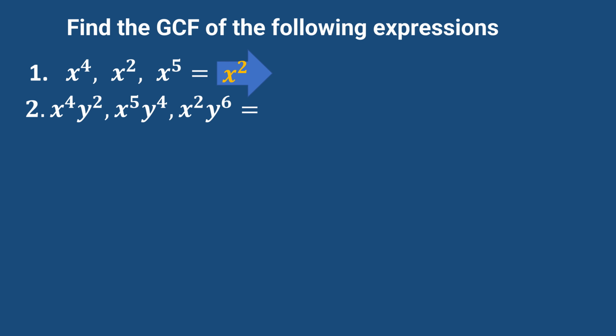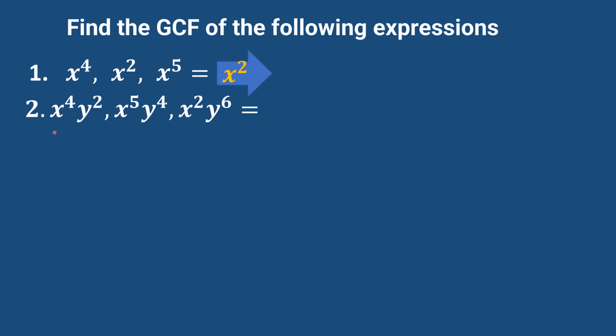So far, we have x to the 4 y squared, x to the 5 y to the 4, and x squared y to the power of 6. So far, we have more than one base, which is x and y, and xy on the third term. So far the x is common and the y is common. And we will not write the xy alone, but we need to see to it that, as we have done in number one, the expression with the least exponent is our GCF.